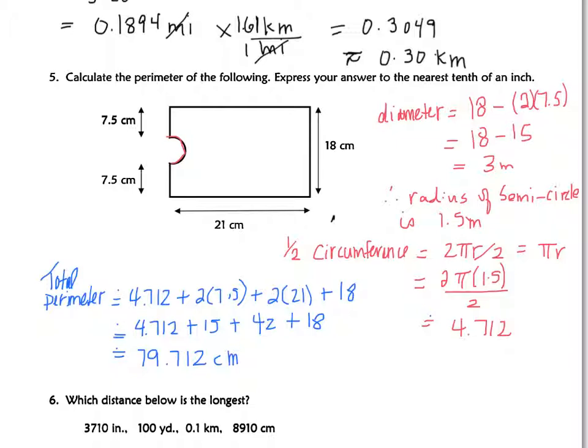So now they want you to change it to inches. So then you would have to use conversion factors. So 79.712 centimeters, and then you want to change the centimeters, so put centimeters in the bottom, to inches. So 1 inch is 2.54 centimeters, which would equal 79.712 divided by 2.54, which is 31.38 inches. Okay.